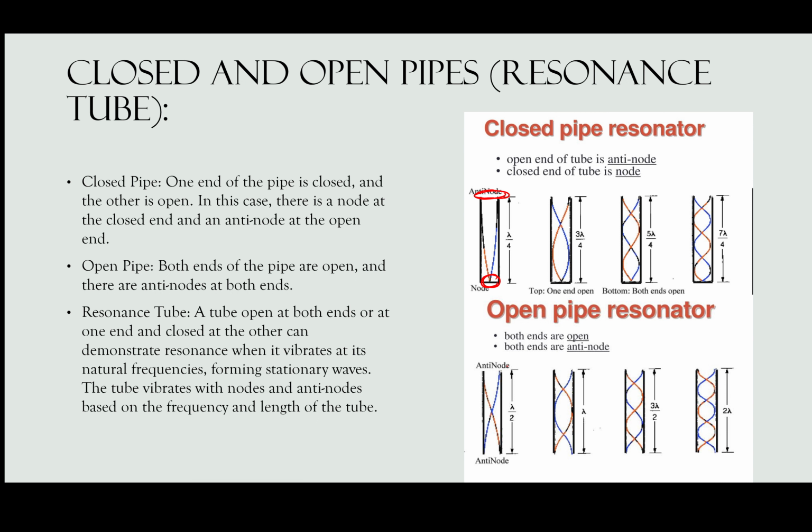Or we could have open pipes. In open pipes now, the node is in the middle and the antinodes are at both ends, right? And if we increase the frequency of the waves, we can note that this remains true. In a closed pipe resonator, we will always have a node at the one closed end, and an antinode at the open end.